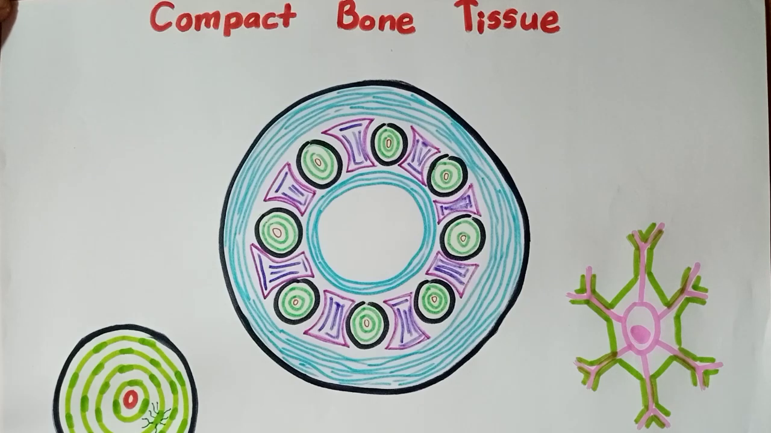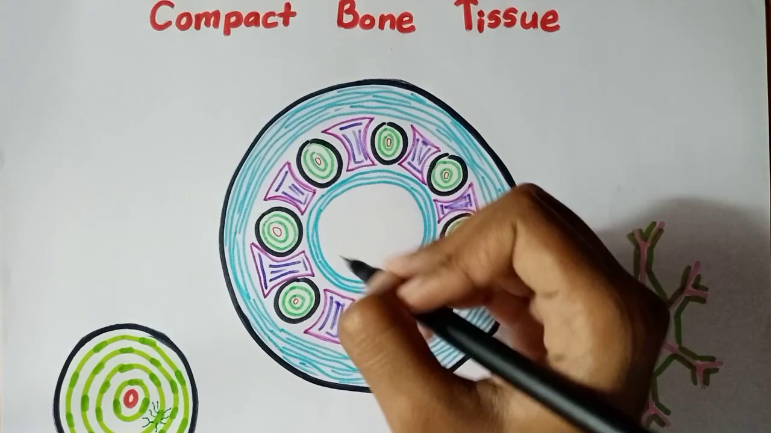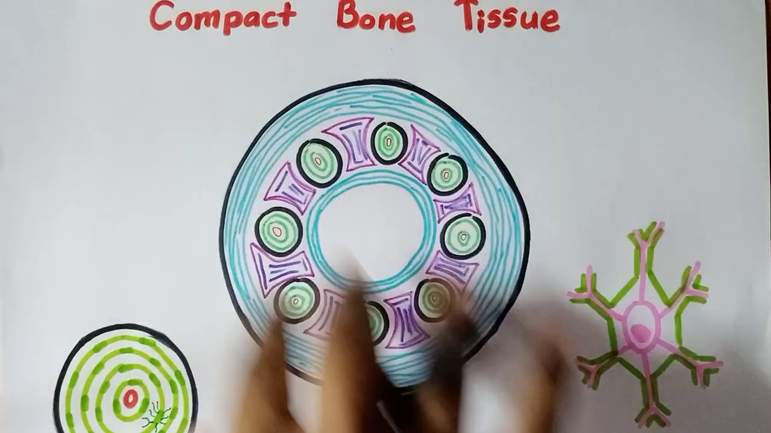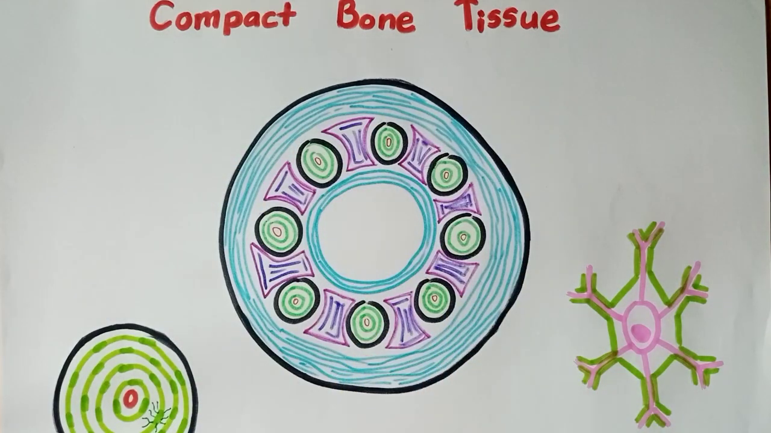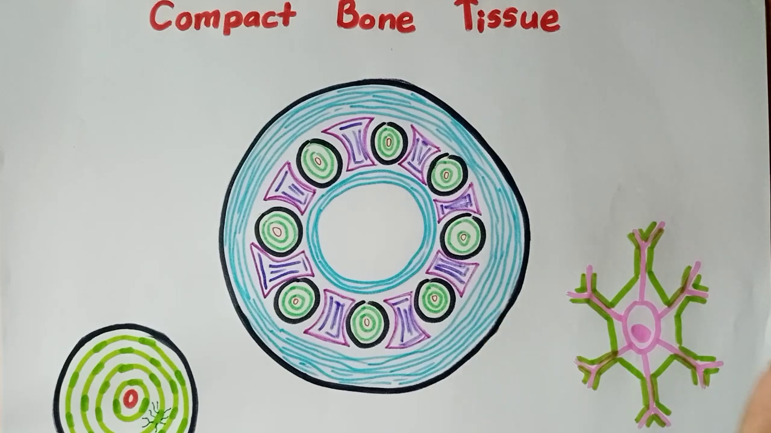As you can see here, this is the cross-section of a bone. We know that most of the bones have a cavity inside, and around that cavity there is sponge bone, and around the sponge bone this compact bone is present. So about sponge bone and the parts of bone, we are going to take other videos.